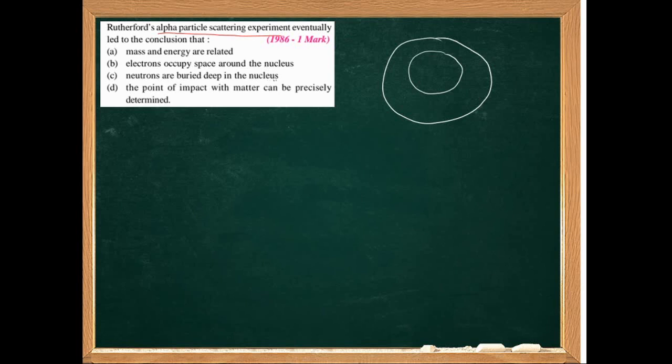Neutrons are buried deep in the nucleus? No. Rutherford's model did not tell us about the neutrons. So when Rutherford's model came, it only spoke about electrons and protons. And till that time, there was no such fact where they could find out the neutrons, and Rutherford's experiment couldn't find that. So option C is not right. The point of impact with matter can be precisely determined? No, this was also not the right answer. So the right answer is option B.